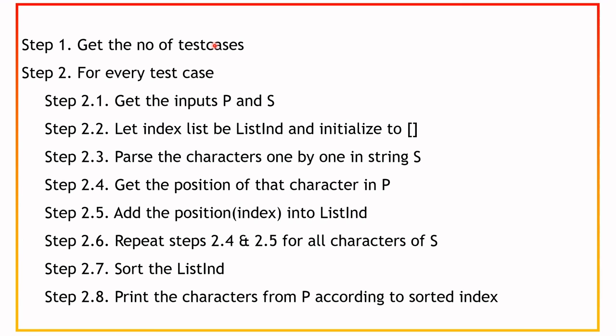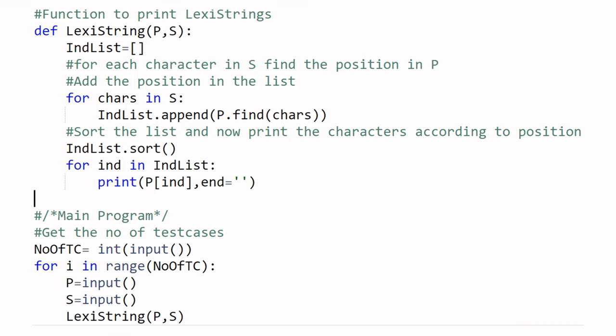So the algorithm is similar: you get the test cases. For every test case, you'll have to get P and S. And what you'll have to do is take the index of every character of S in P, and then move on, sort it and print it. Okay, this is the second approach wherein we are going to put all the indexes in one list, sort that list, and print out all the characters in that particular list. So we are actually having two for loops, and also the sorting will land up in another for loop.